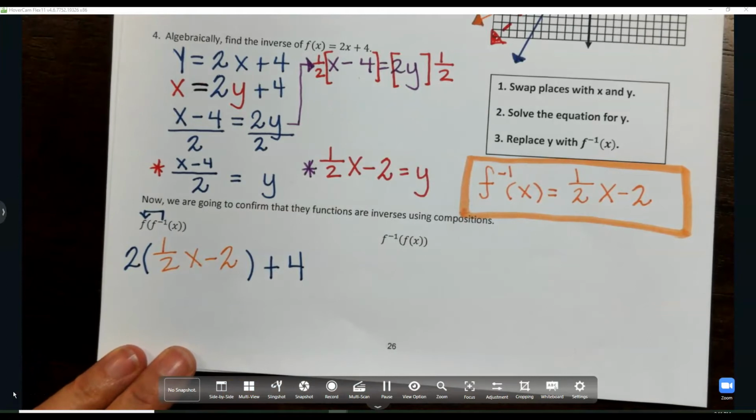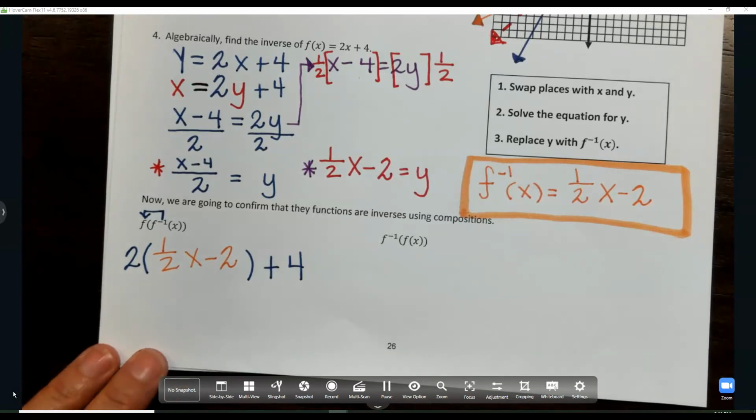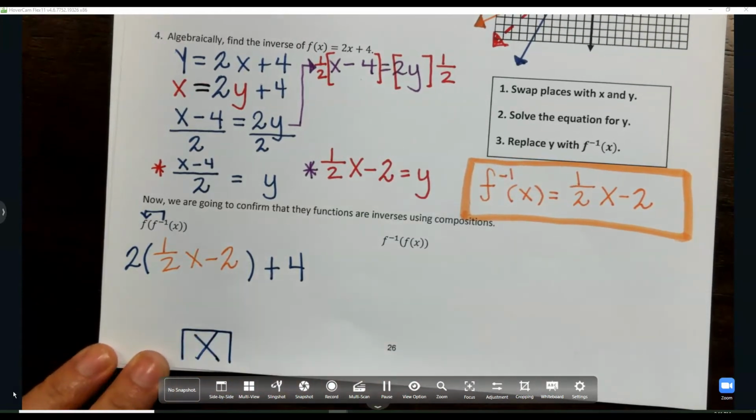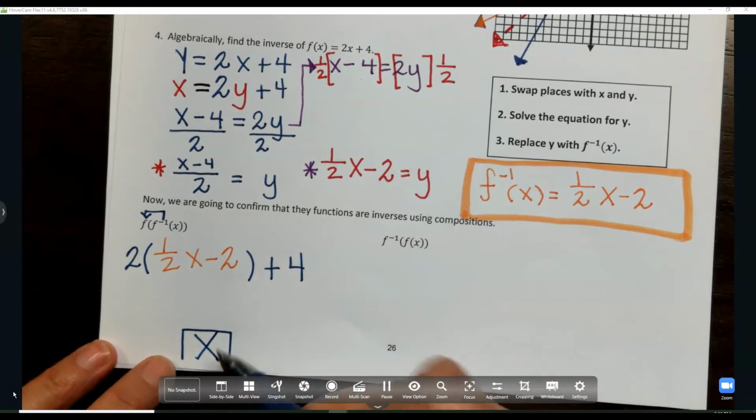All right, so here's the deal. We're going to distribute. We're going to combine like terms. And the only way that we can prove it's a function is if we just have x. So down here, everything has to get wiped out except the letter x. So let's see what happens when we do this distribution.